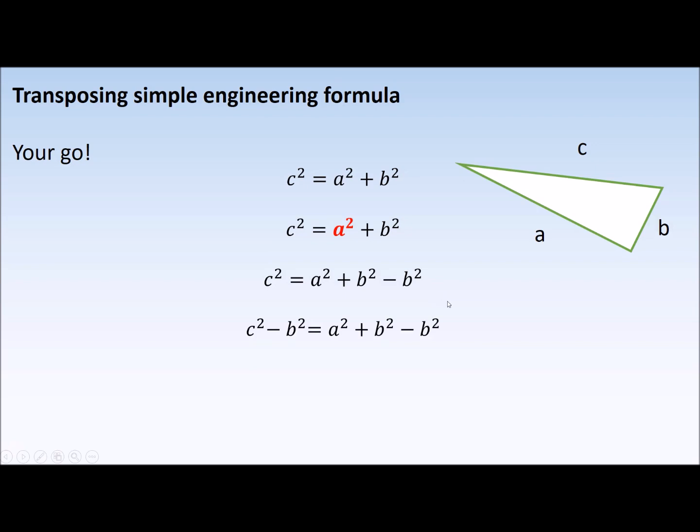Now b squared and minus b squared cancel each other out, which means we can tidy up our formula and we should have come up with that as the correct answer. So a squared equals c squared minus b squared. So that's a simple formula.